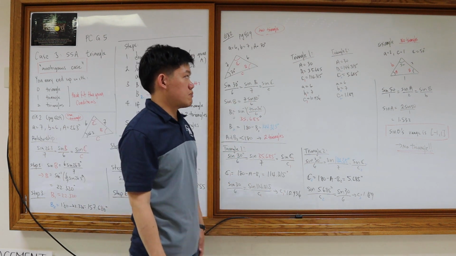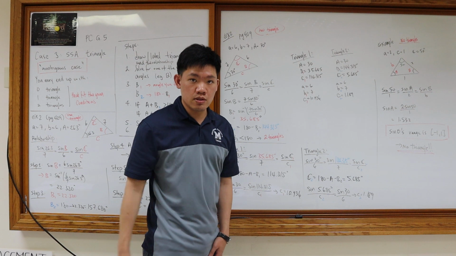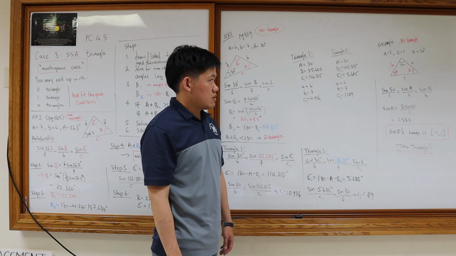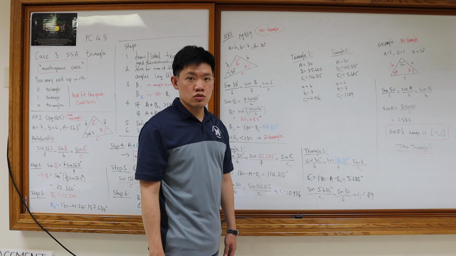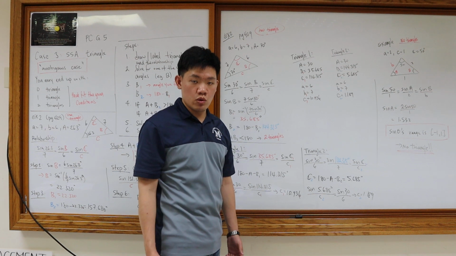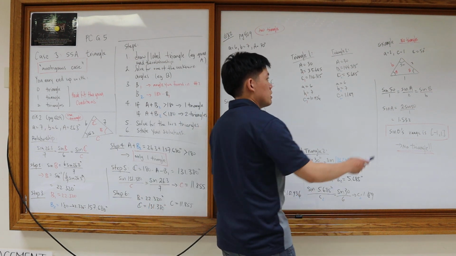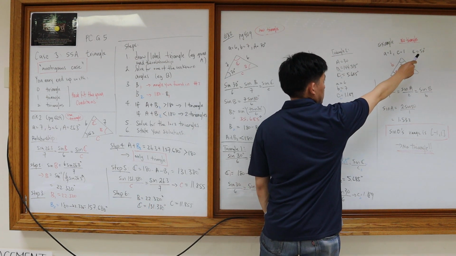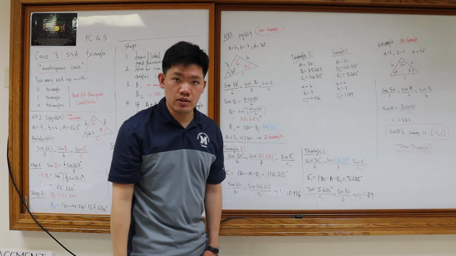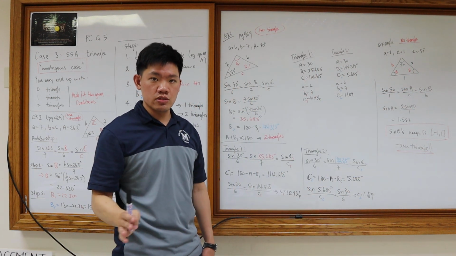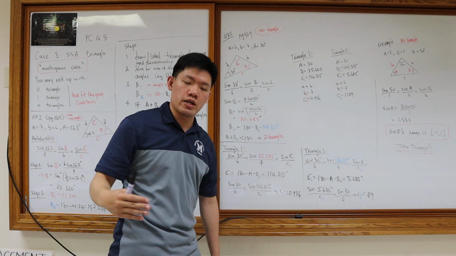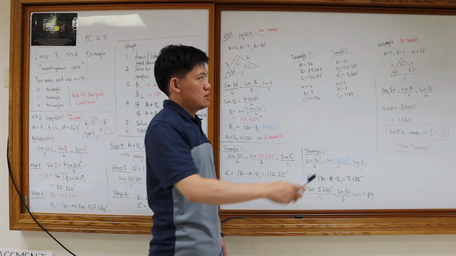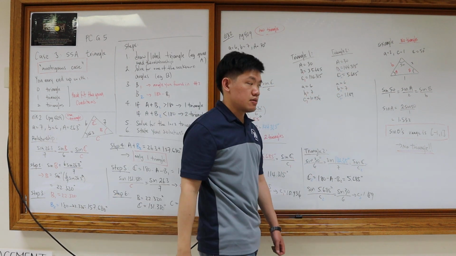Last but not least, example number 3. This one is not in your textbook, so I wrote it up from a different book, but it demonstrates the situation where you have no triangles. Okay, we're given the situation A is equal to 2, B is equal to 1, and angle C is equal to 50. Notice how the order changes. In that case, it's no longer A, B, and C. It's just A and C.